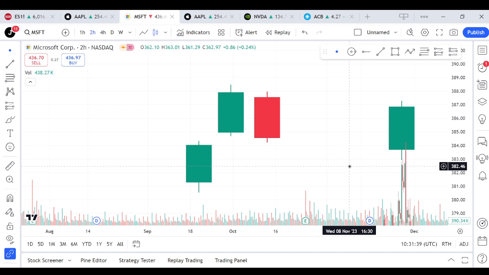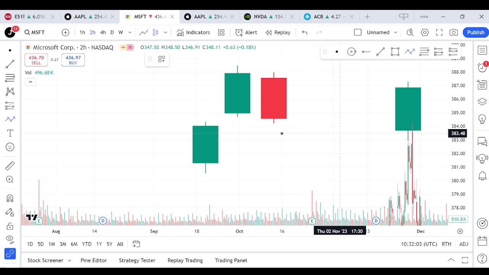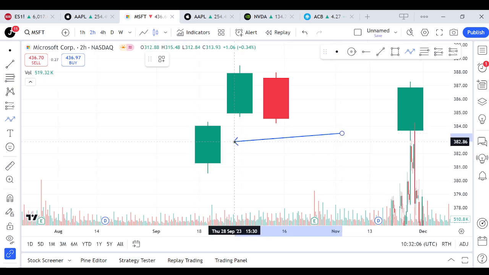So first, let's understand the Upside Tasuki Gap candlestick pattern. This pattern is a bullish continuation signal that can be a valuable tool in your trading arsenal. It typically appears during an uptrend and consists of three distinct candles, each providing insights into the market's sentiment. First, you will notice a long bullish candle, which is this first green candle right here, which is the first characteristic of this pattern.